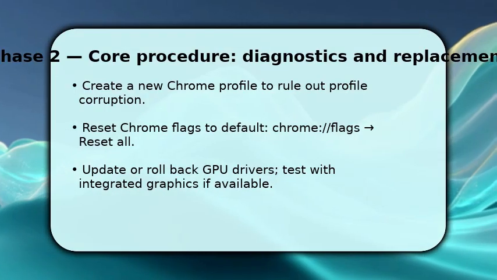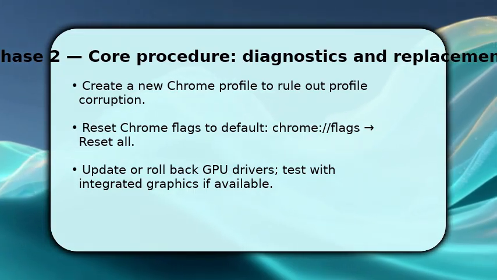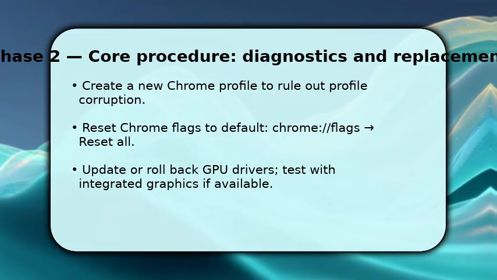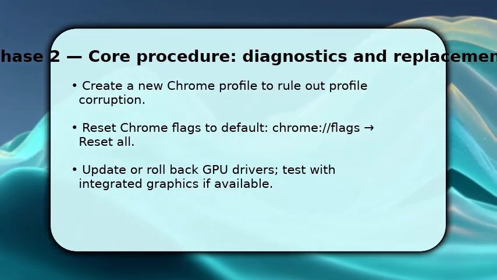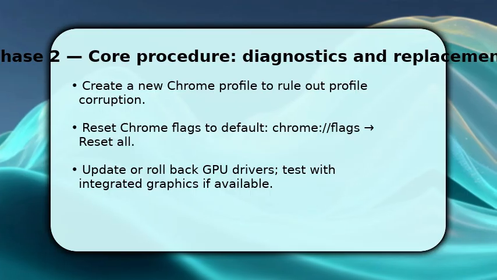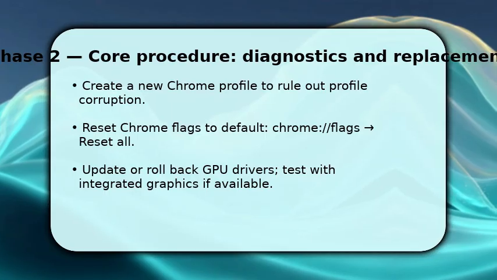If simple fixes fail, create a new Chrome profile to rule out corrupted user data, because profiles carry extensions and settings that persist. Next, navigate to chrome://flags and reset all flags. Experimental features can break rendering unexpectedly, so return them to defaults and restart.